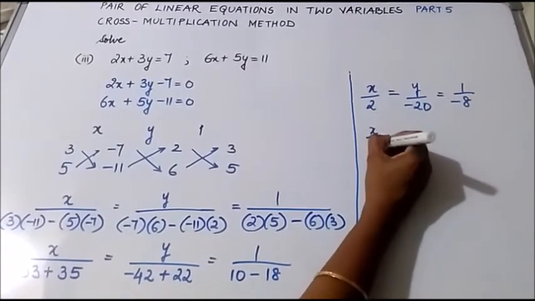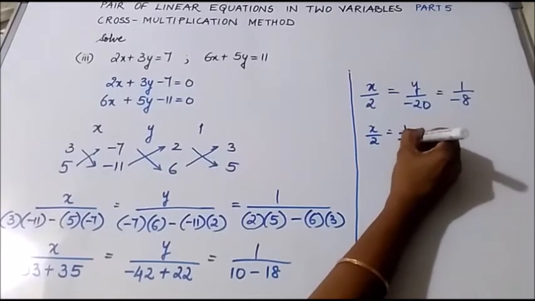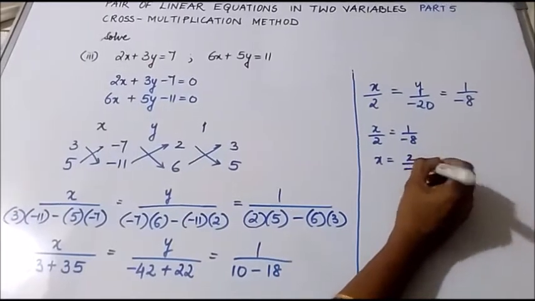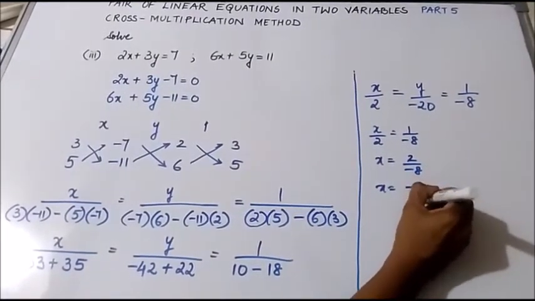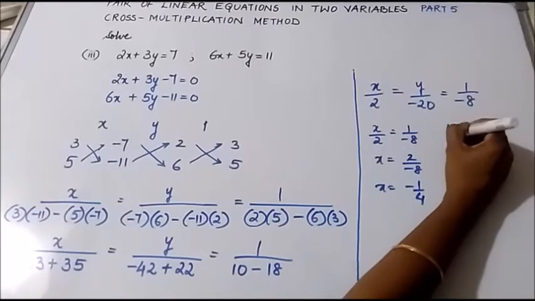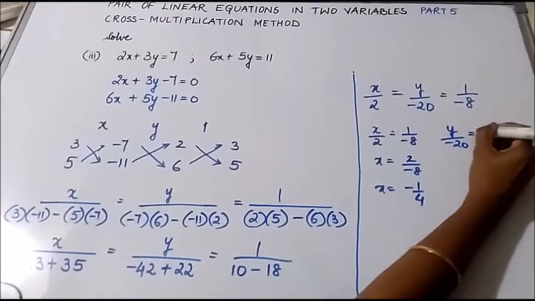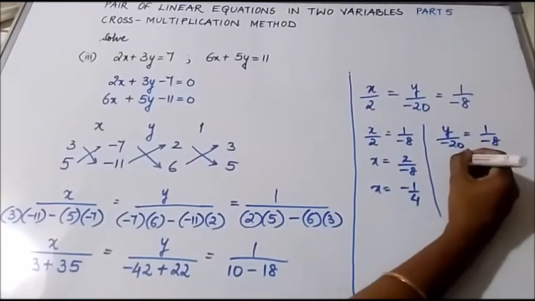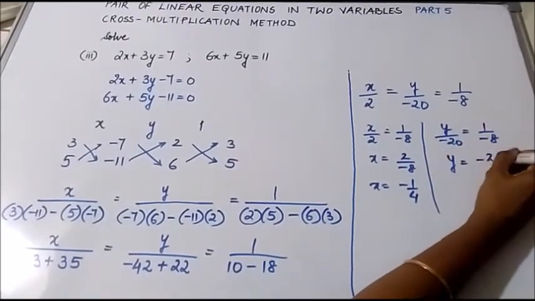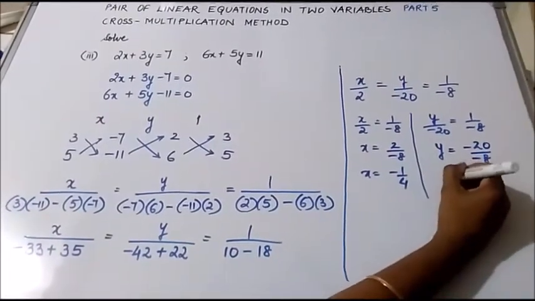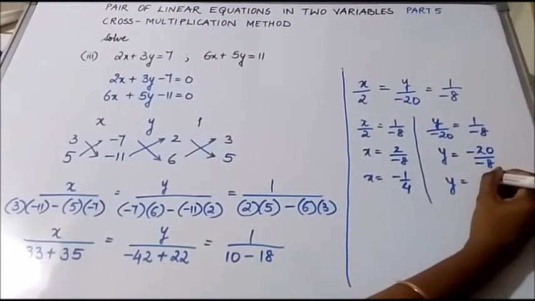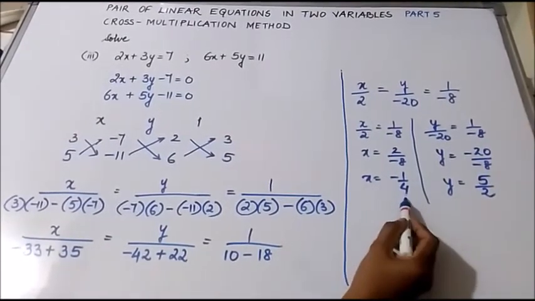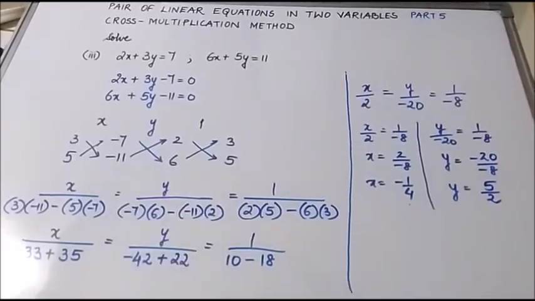This will give us x by 2 is equal to 1 by minus 8. X equal to 2 by minus 8, that will give me x equal to minus 1 by 4. Now y by minus 20 is equal to 1 by minus 8. That is y is equal to minus 20 by minus 8. Y is equal to, we get here 5 by 2. So solution is x equal to minus 1 by 4 and y is equal to 5 by 2.